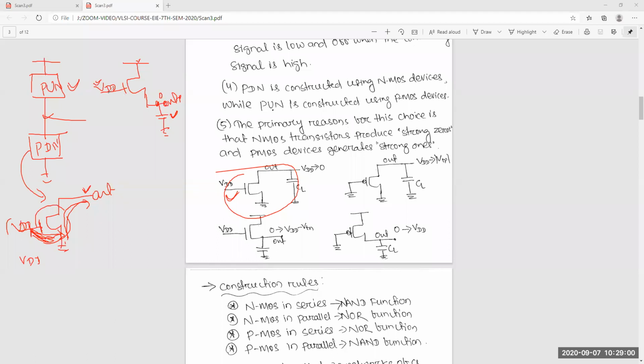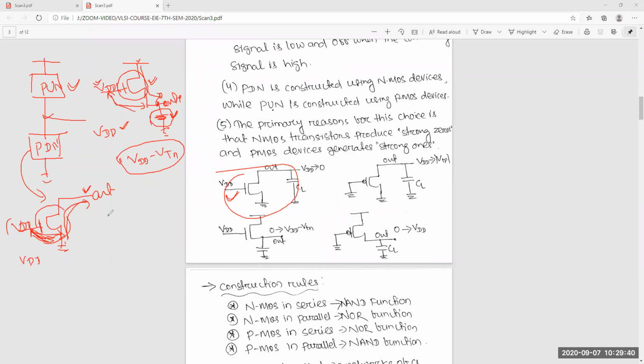Now, what is the gate to source voltage initially? It is VDD. That means it will turn on strongly. When it turns on, current will flow, which means the capacitor will charge towards VDD. This capacitor will charge up to VDD minus VTN. Up to this value it will charge.